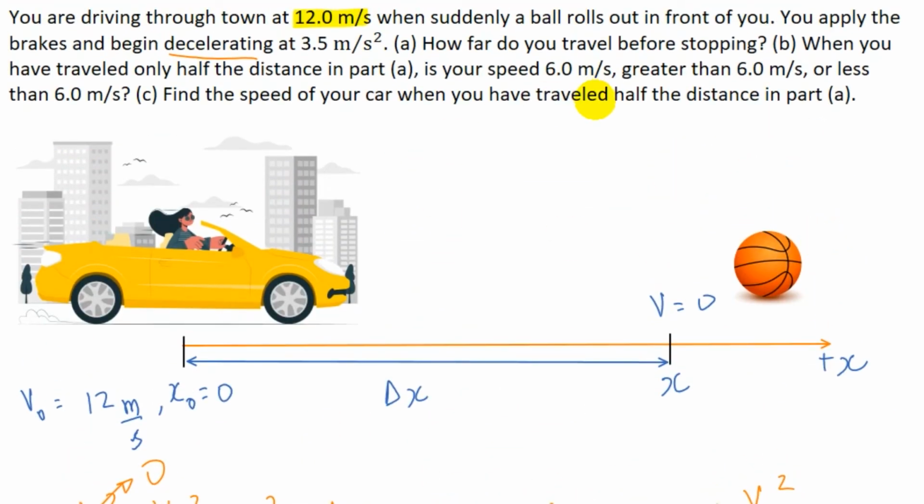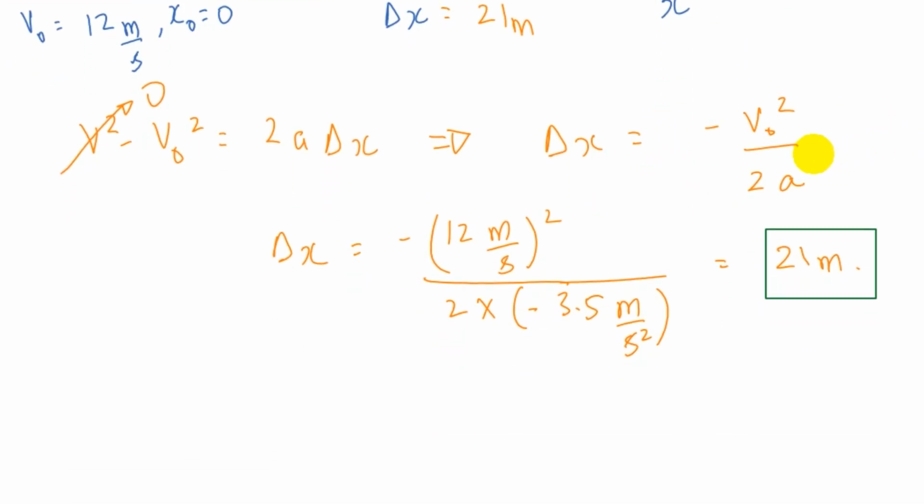Now next, in the B part, we have to tell when you have traveled only half the distance in part A, is your speed 6 meter per second, or greater than 6 meter per second, or less than 6 meter per second. So what the question is asking is, suppose at this position, at half of this distance, this total distance is 21 meter that we calculated. Now half of this distance, suppose at this position, is nearly 10.5 meter. Now at this position, what would be the speed at which you will be traveling? Will the speed be equal to 6 meter per second, greater than 6 meter per second, or less than 6 meter per second?